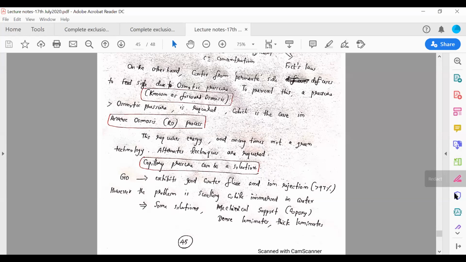So you could control it with various methods: mechanical support, using more dense laminates so that you have more stability, or even thick laminates. These are some suggestions, but what is mainly done is mechanical support. Some work has been done, but you have other possibilities, and it is evolving.